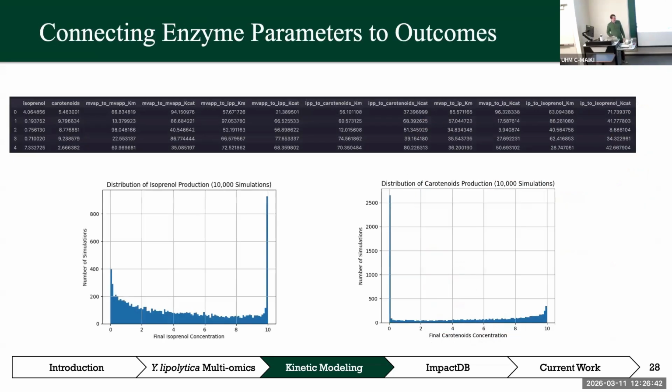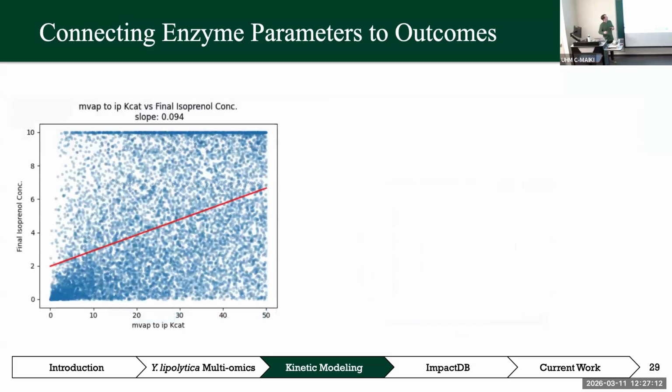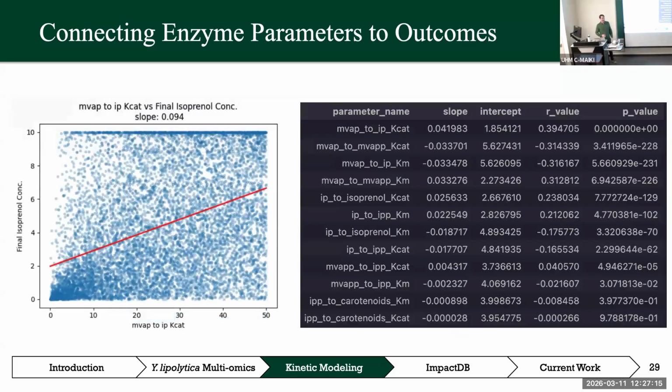Looking at the outcome of those 10,000 simulations, there seems to be an attractor state where there's a high probability that the isoprenyl concentration gets maxed out while the carotenoids go to zero, and there are relatively few in the middle. But we want to know which enzyme is most important.